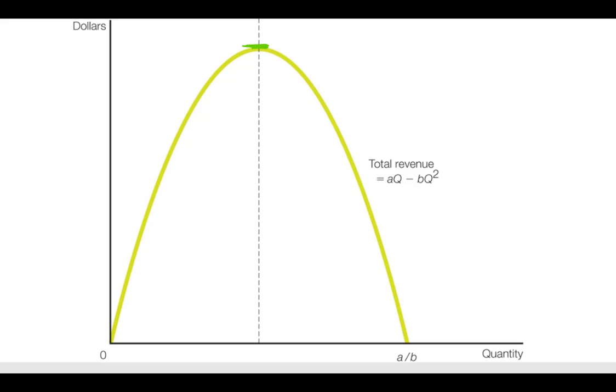And this maximum again occurs where Q equals A over 2B. At other quantities, total revenue is less than maximal.